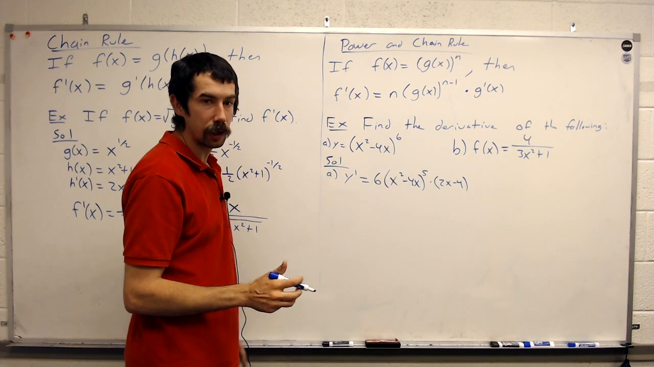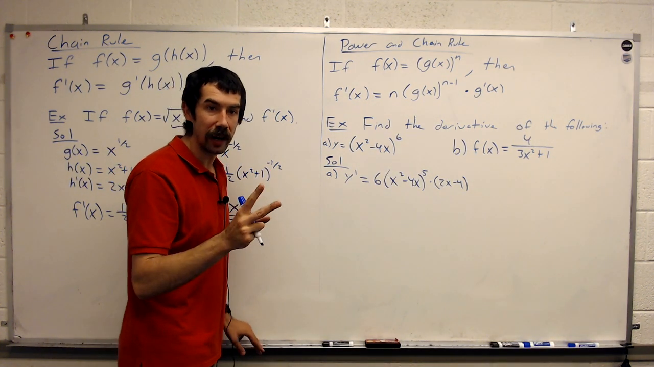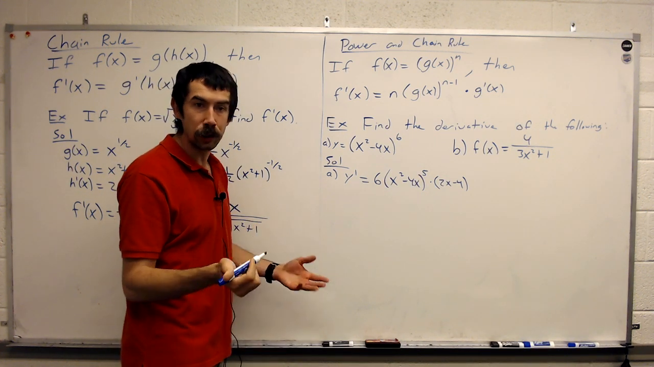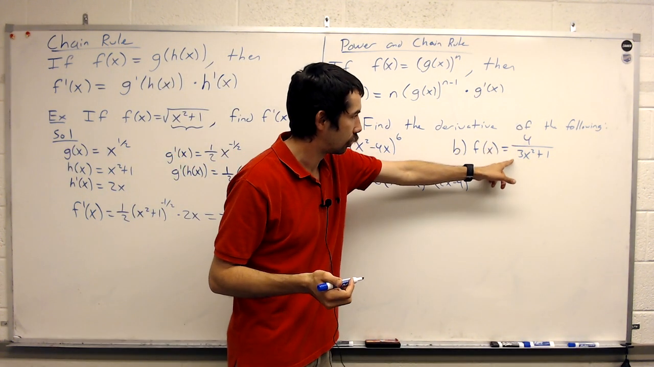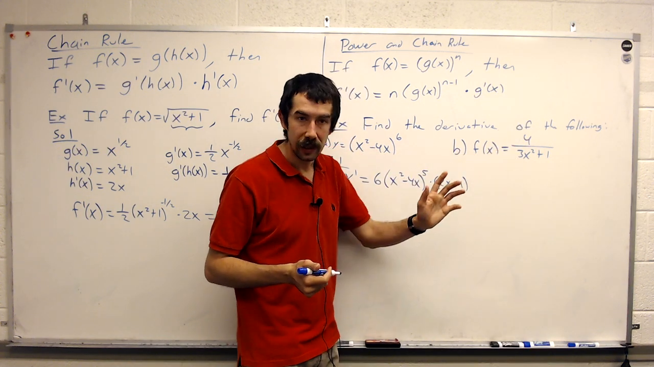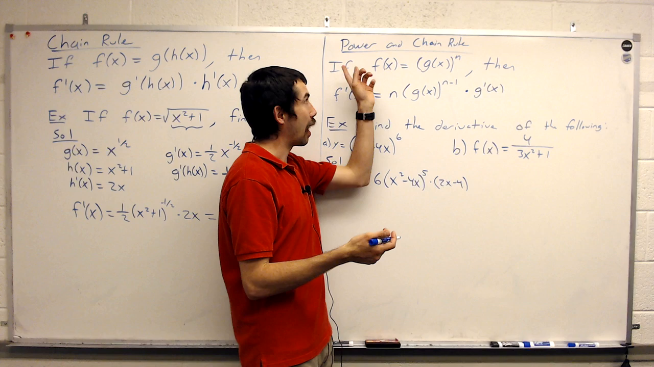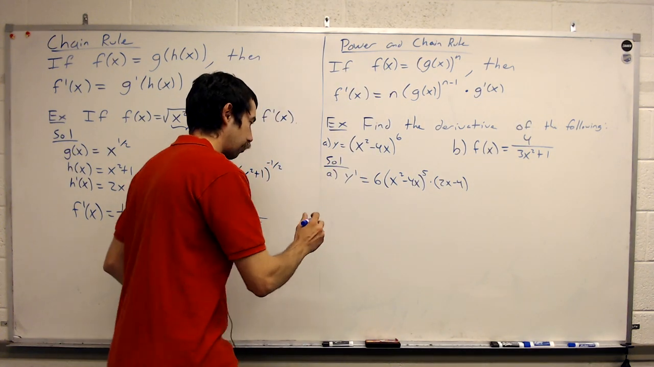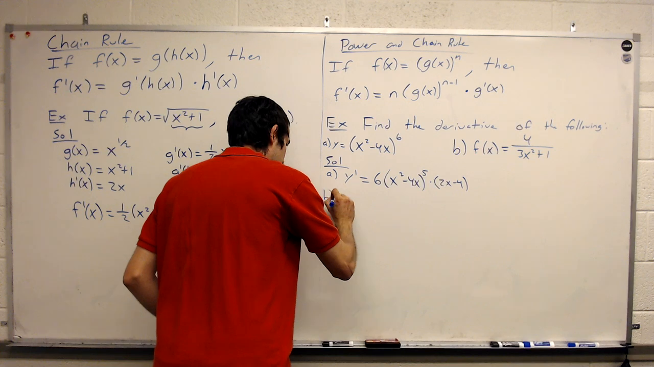All right, now let's do b. We're going to do b in two different ways. First, we're going to do it with the quotient rule, right? We have a quotient, so we could use the quotient rule. And then the second way we're going to do it is with the power and chain rule. We should get the same answer both times. All right, so b with the quotient rule.